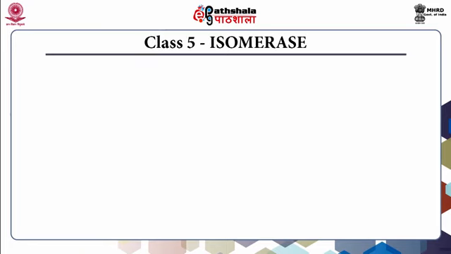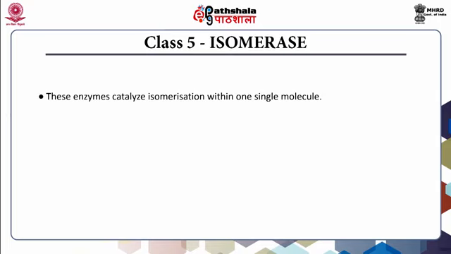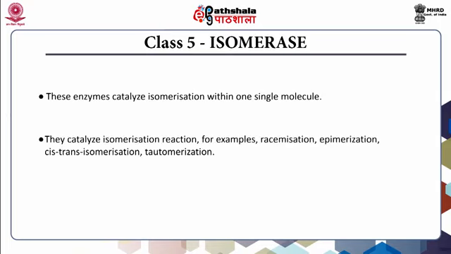Class 5 involves isomerases. These enzymes catalyze isomerization within one single molecule. They catalyze isomerization reactions, for example racemization, epimerization, cis-trans isomerization and tautomerization. Examples are glucose isomerase and carotenoid isomerase.